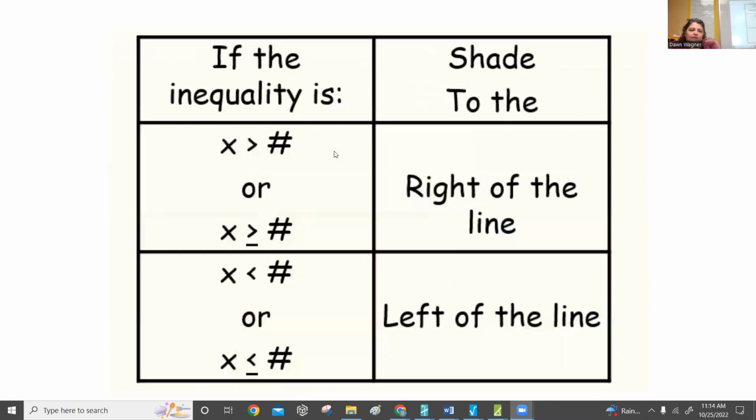So if the inequality is greater than, we're going to the right of the line, because those lines are when you have x equaling a number and x values get bigger going this way on your number line, right? And since it says greater than, then you head where the x's are bigger. If it has less than, then you're going to shade the opposite way. So you'd shade where the numbers are getting smaller.